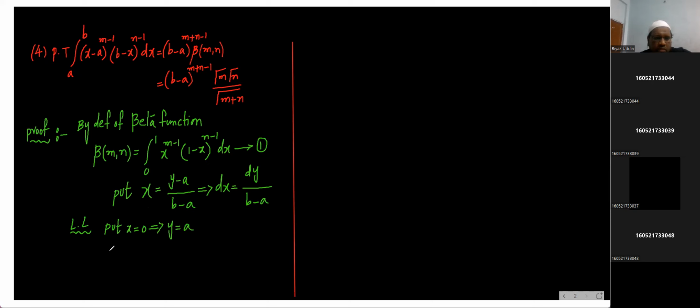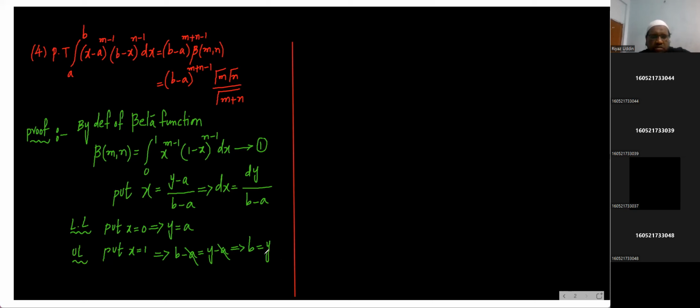Similarly, if you put x is equal to 1, cross multiplying implies that b minus a is equal to y minus a. We can cancel minus a on both sides, which means that b is equal to y. It is our upper limit. So that is the lower limit and the upper limit.